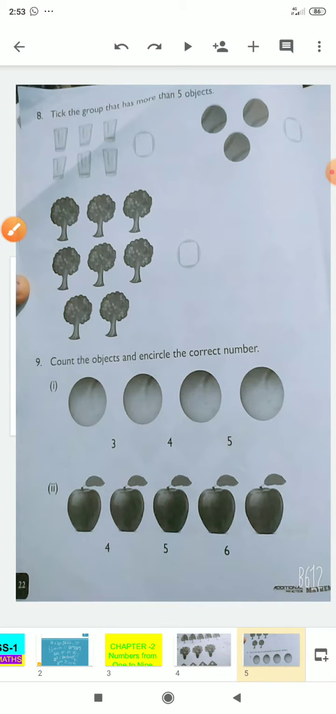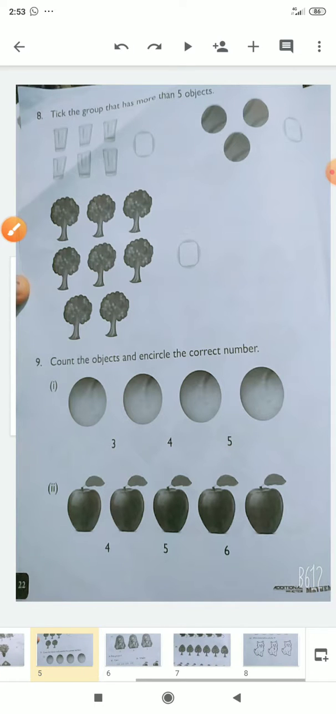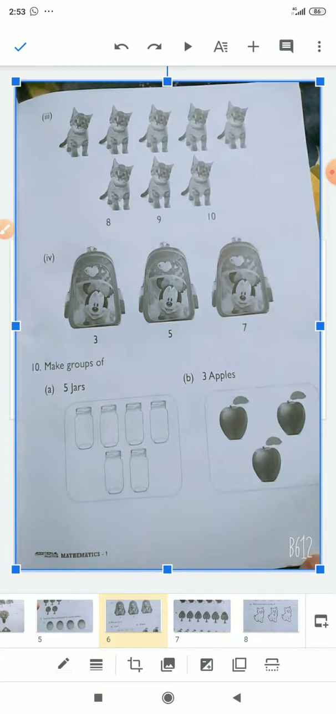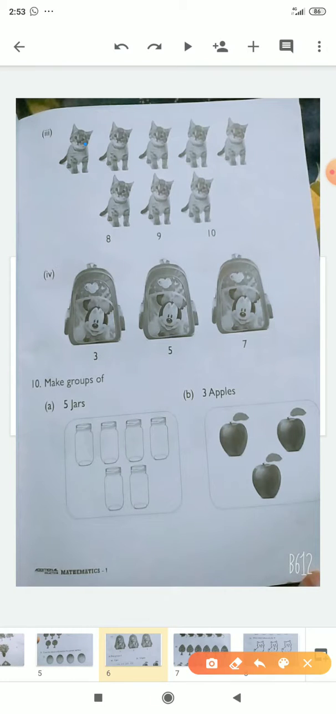Okay. Next, jump to the next page. The next page is 23. On this page, we have to follow the same question. We have to count the objects and encircle the right number. So let's start counting the cats. 1, 2, 3, 4, 5, 6, 7, 8.